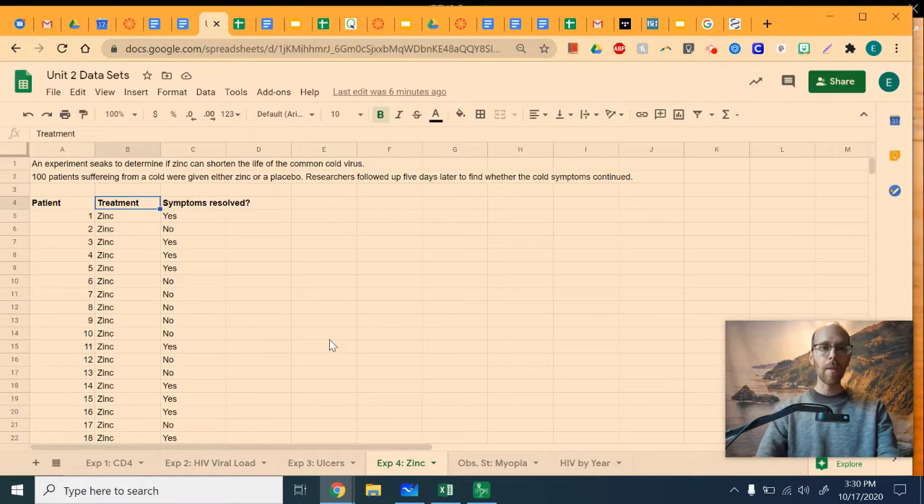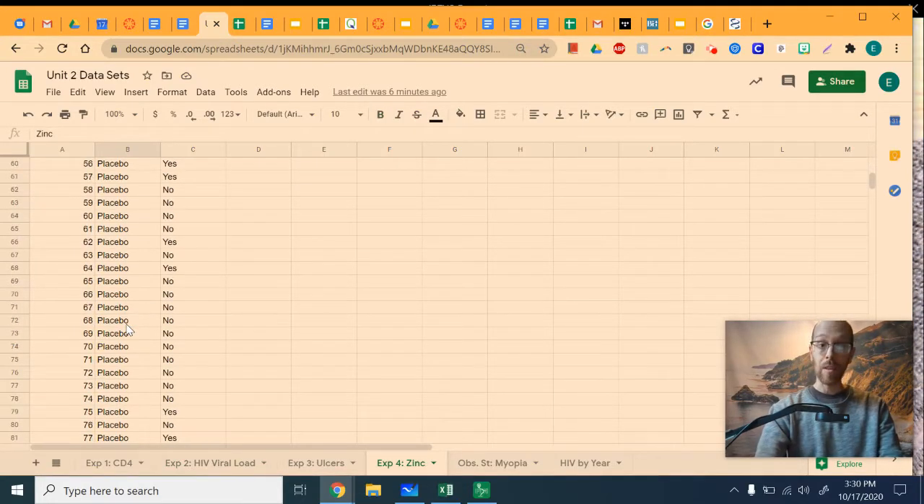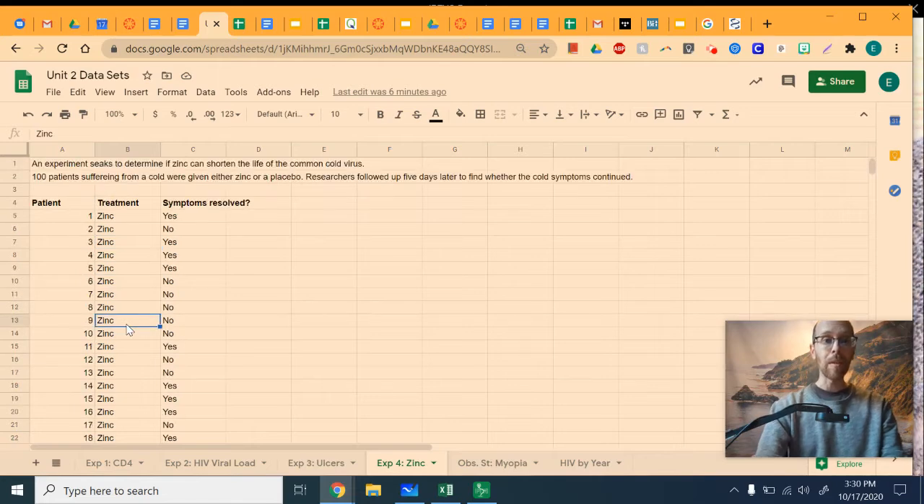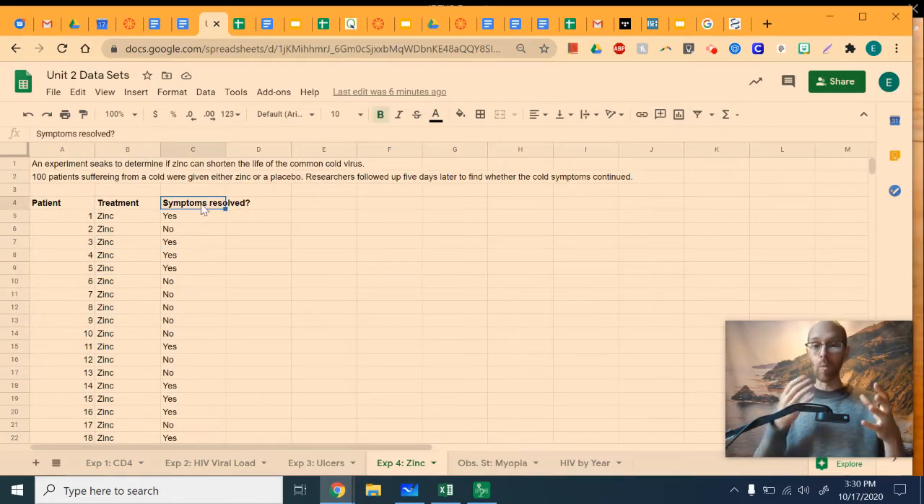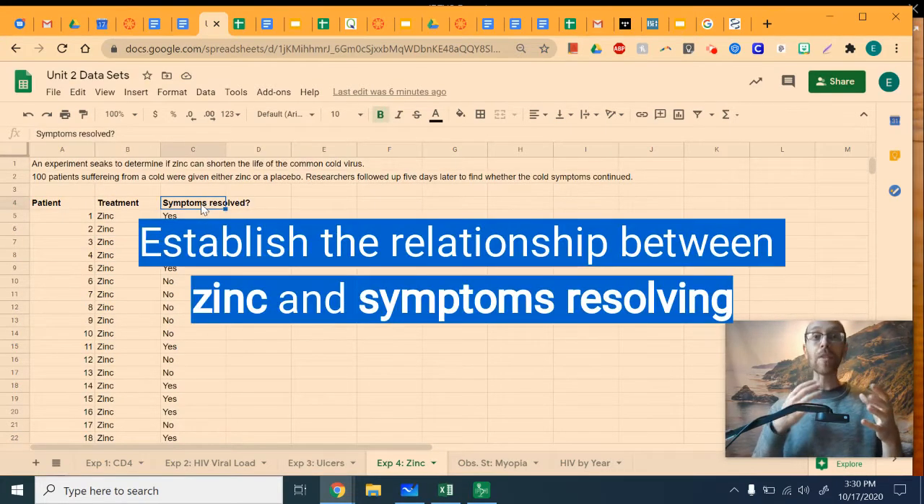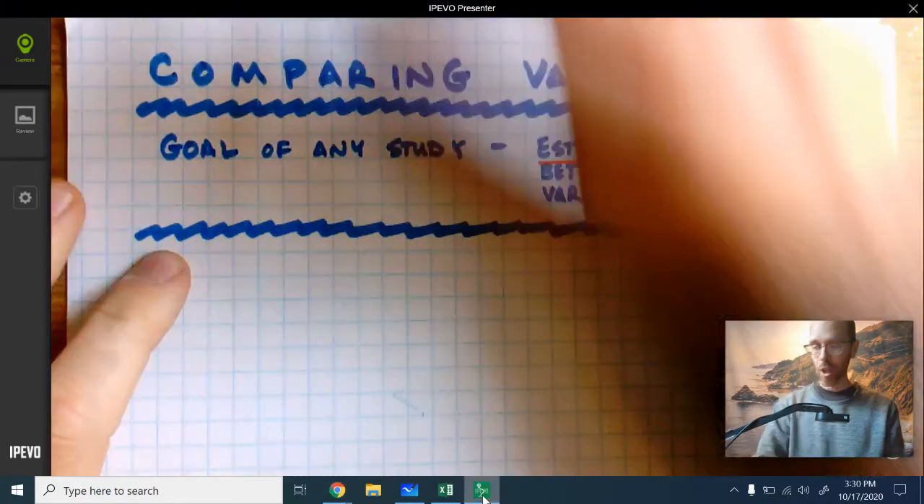Here's another quick one. This one was about zinc. People who had colds were given either zinc or a placebo. And then it looked at another variable, whether or not their symptoms of the cold resolved. So again, we've got two variables. We're trying to establish a relationship.